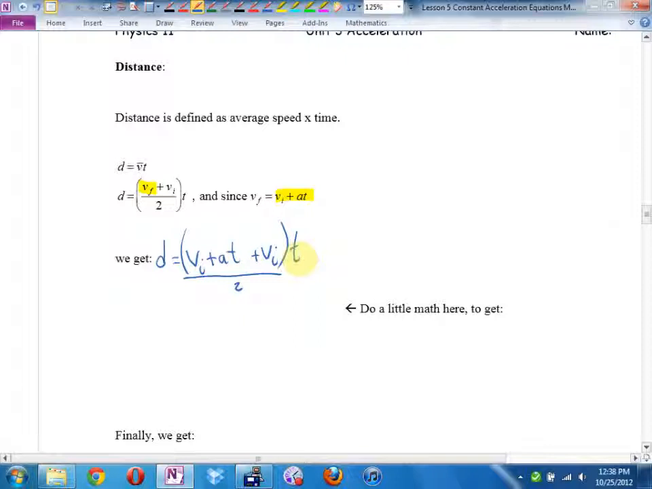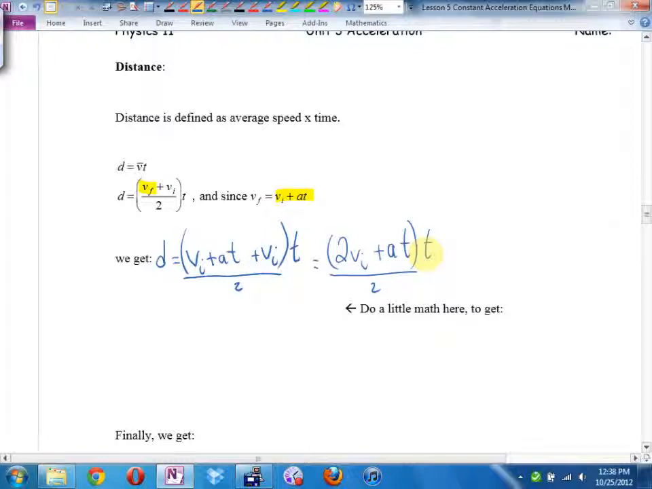Then instead of writing VI plus VI, can't I gather like terms? Can't I write that as 2VI? Let's do that. I'm going to write it as 2 VIs. There is still, Matt, an AT. It's all divided by 2. And there's a T on the outside there.